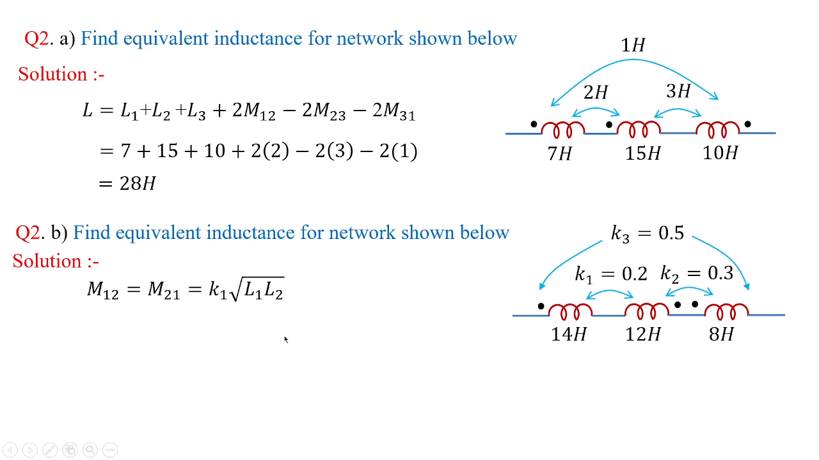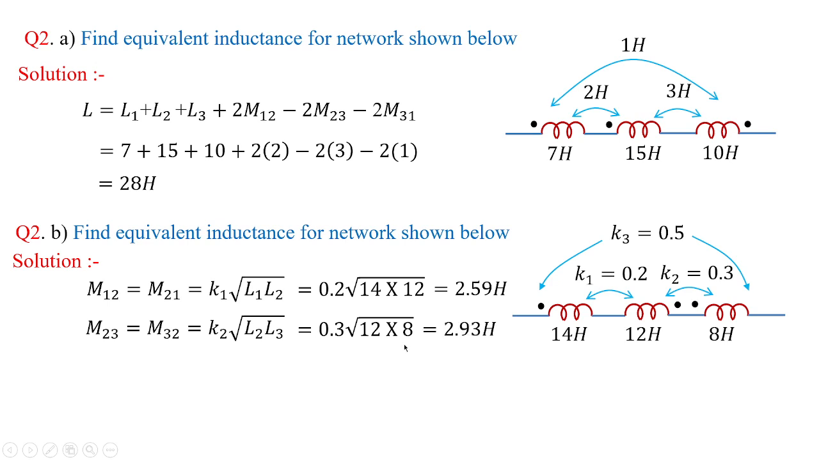Now just substitute the values of the given parameters, that is K1 is 0.2, L1 is 14, L2 is 12. With this we'll get the value of M12 or M21, which is nothing but 2.59 henries. Similarly, M23 would be equivalent to 2.93 henries, and M31 or M13 will be equivalent to 5.29 henries.